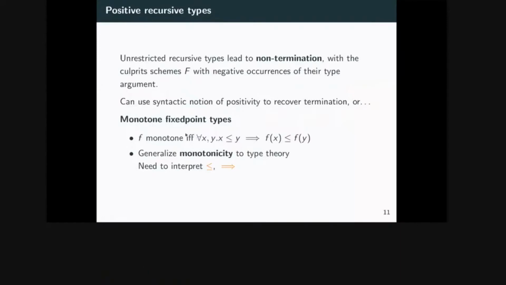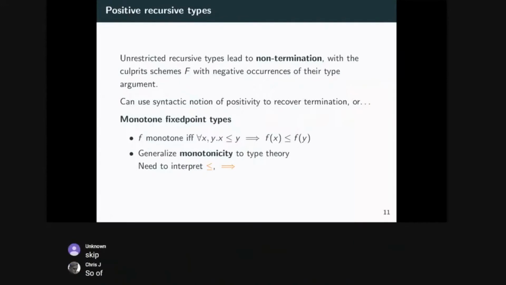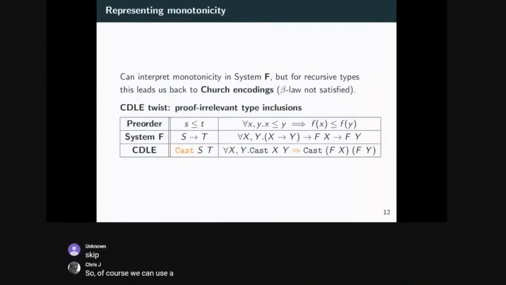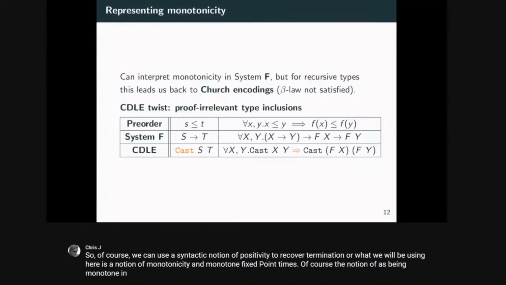The notion of F being monotone in a pre-order is that for any two elements in the pre-order, X being less than Y implies that F of X is less than F of Y. If we want to generalize monotonicity to type theory, we need some way to interpret this ordering operation and implication. You can interpret monotonicity in System F already by interpreting both of these as a function space. But for recursive types, this would lead us back to Church encodings, and the problem there is that the beta law for these types would not be satisfied. That is a more general statement of the problem of the inefficient predecessor for Church numerals.